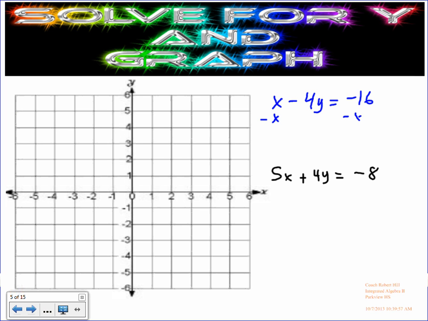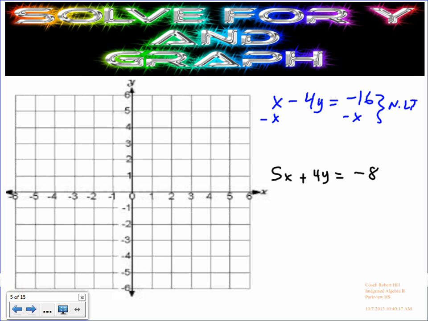So the first thing I want to do is I want to subtract x from both sides. Now, negative 16 minus x. Can I do anything with negative 16 minus x? Can I combine those? Why not? Not like terms. Good phrase. Okay, so they're not like terms.